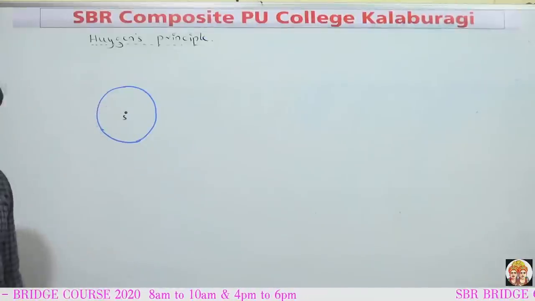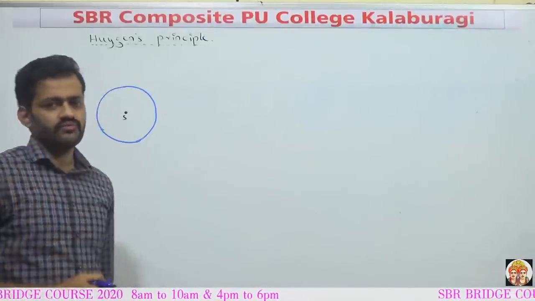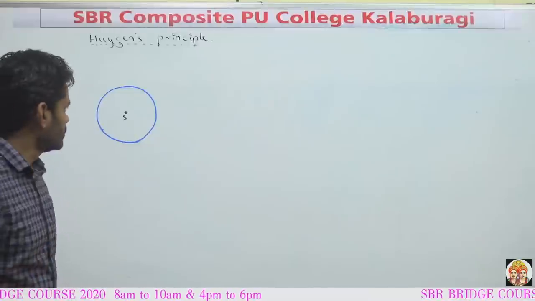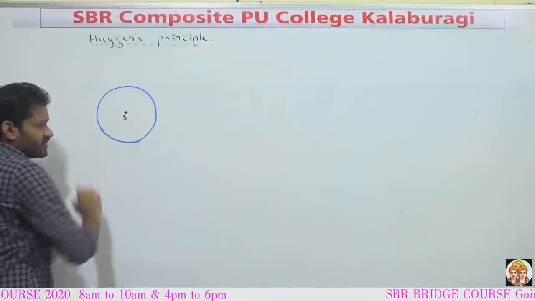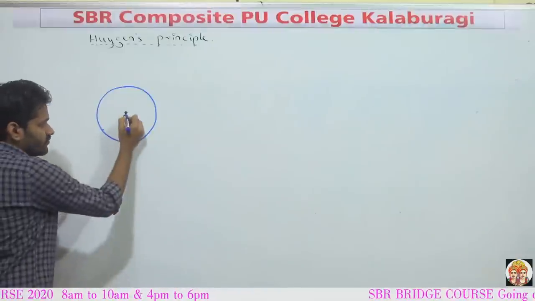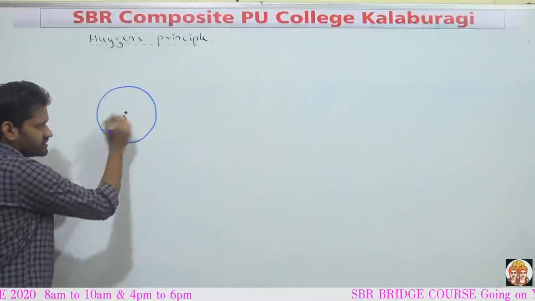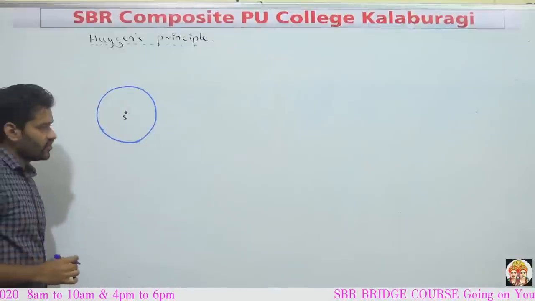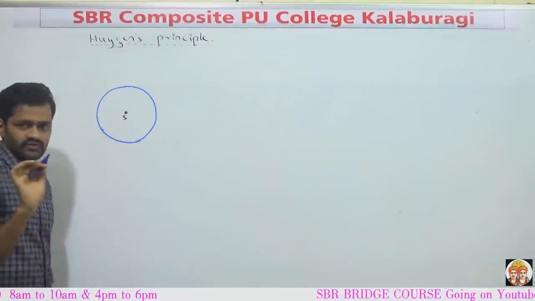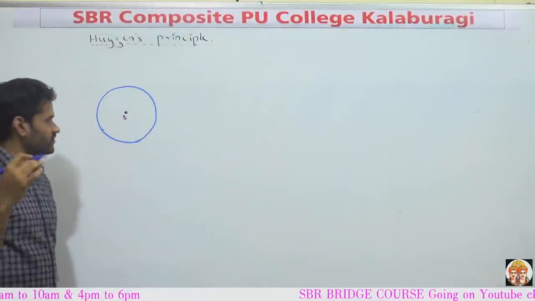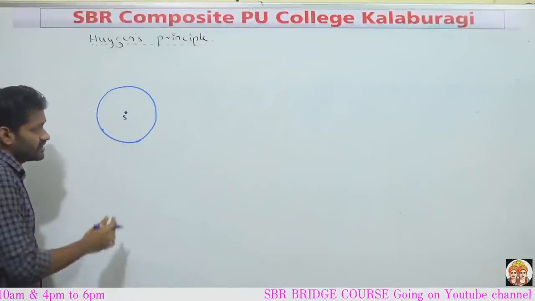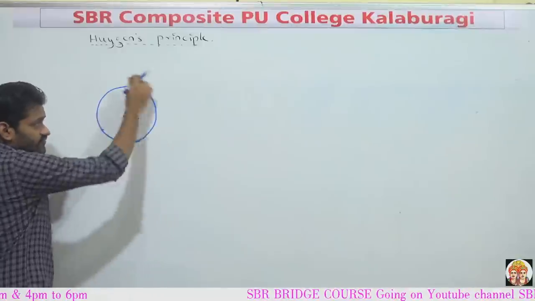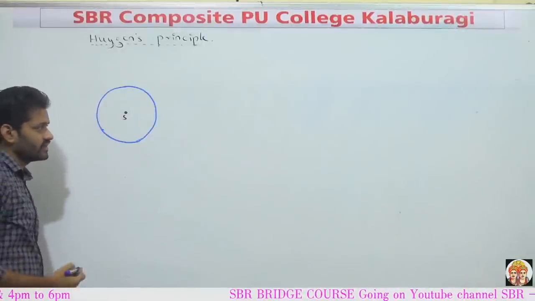According to Huygens, he assumed some points here, a few points. First point, he assumed that this one is the primary source. The waves are produced from this source in all directions. The wavelength of that wave is lambda, frequency nu, and speed of light is c. He assumed that.